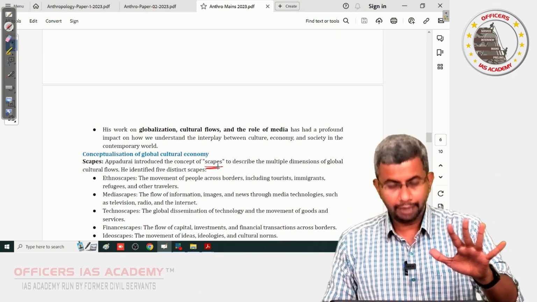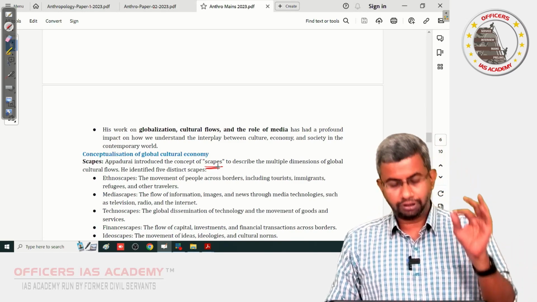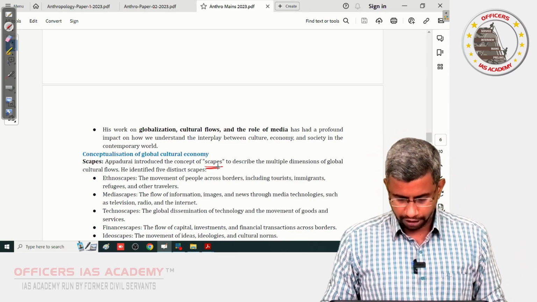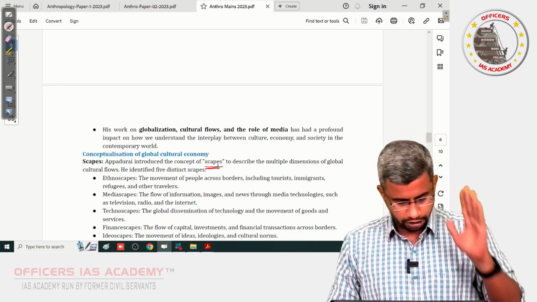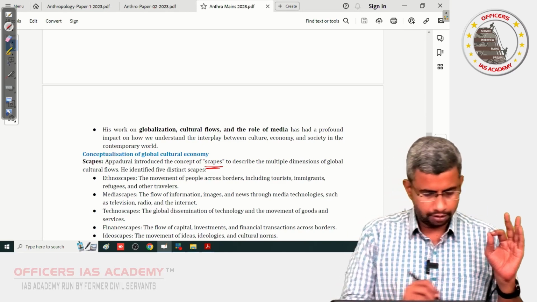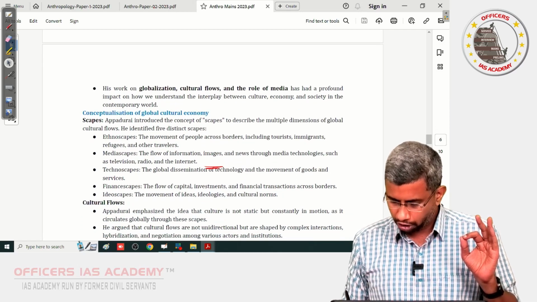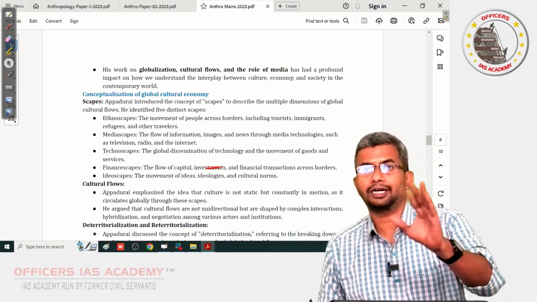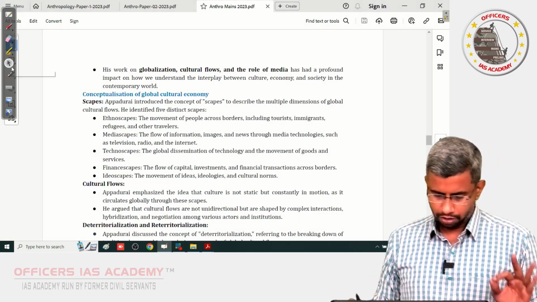He said ethnoscapes, which is movement of people across borders. Mediascapes, which is flow of information, images, and news. Technoscapes, which is global dissemination of technology. Financescapes, which is flow of capital, investment, and financial transaction. And ideoscapes, which is the movement of ideas, ideologies, and cultural forms. So that is the most important contribution.